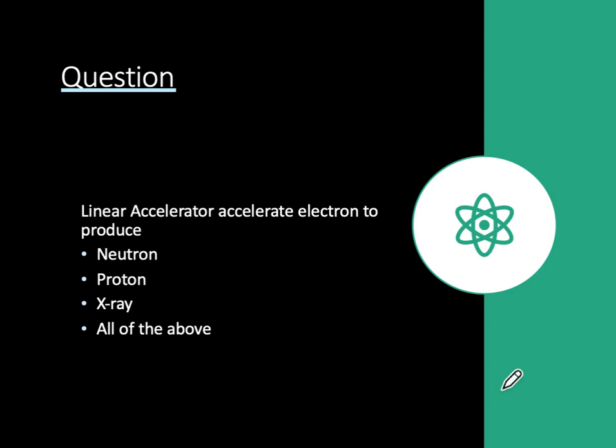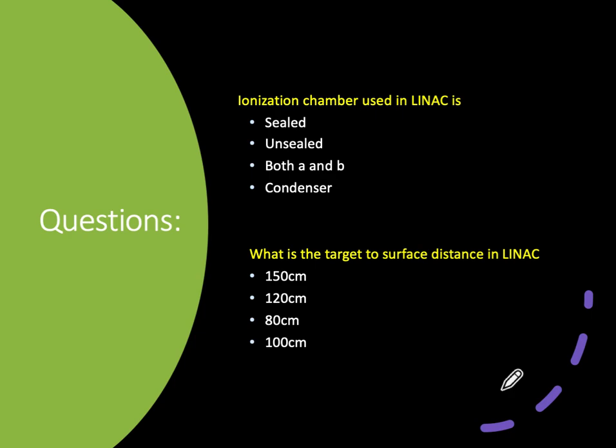of linear accelerators. Here are some questions for you. The linear accelerator accelerates the electrons to produce what? You know the answer to this question. The second question: is the ionization chamber used in a Linac sealed or unsealed? I already showed you in the figures, and you can get the answer from that. And the target to surface distance in the Linac, I didn't tell you this one. It should be nearly 100 centimeters.